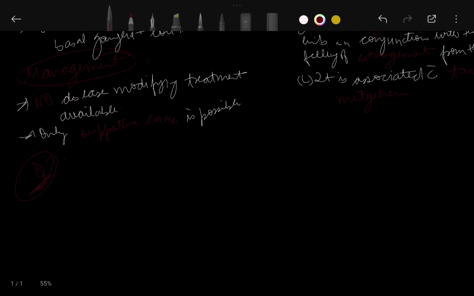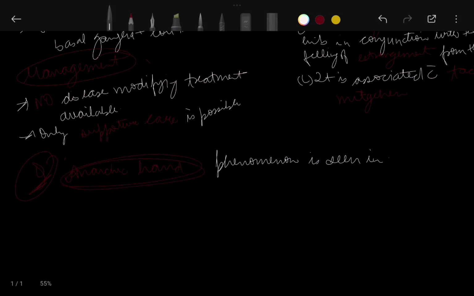Now, coming to a question. The question is: anarchic hand phenomenon is seen in FTD, CBD, corticobasal degeneration, PSP, AD. Okay. Now, first of all, what are these? FTD is frontotemporal dementia. CBD is corticobasal degeneration. PSP is progressive supranuclear palsy, and AD is Alzheimer's disease.